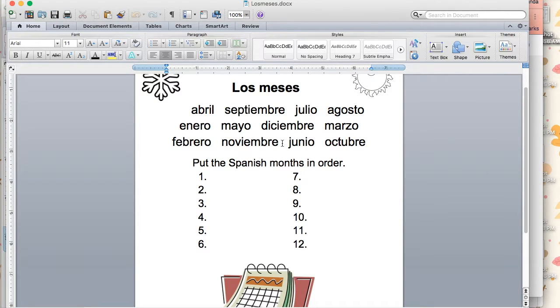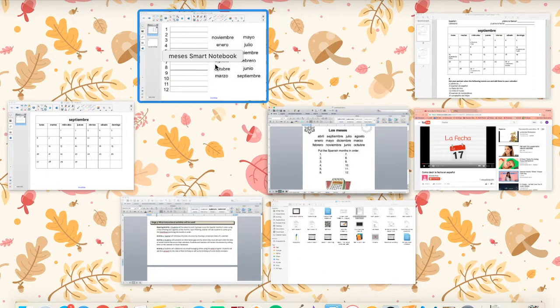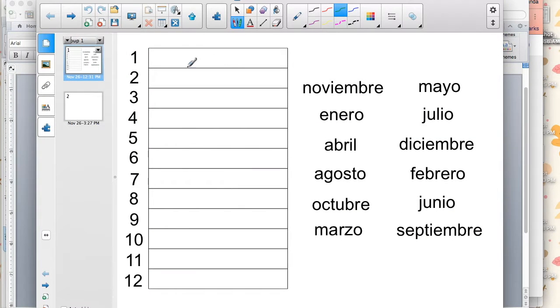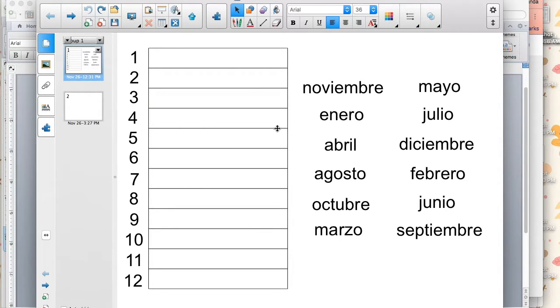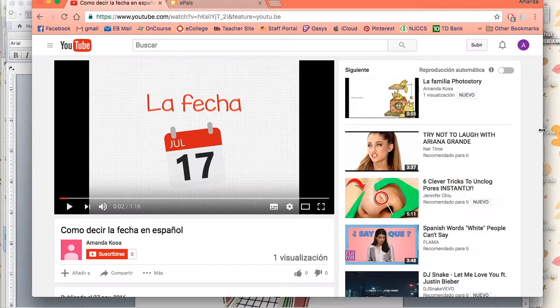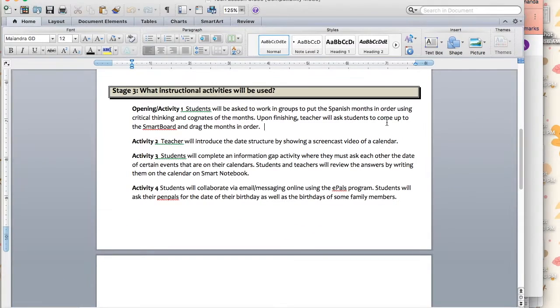After that, students would come up to the smartboard, and I have a Smart Notebook file here with numbers 1 through 12 and all of the months. And it's really simple. It really engages them because they're able to come up and touch the board and drag it. So it becomes a lot more interactive. So I'd have a student come up and say, ¿de qué número es el mes de abril? Like, which number out of 12? So they would drag abril over to número 4.